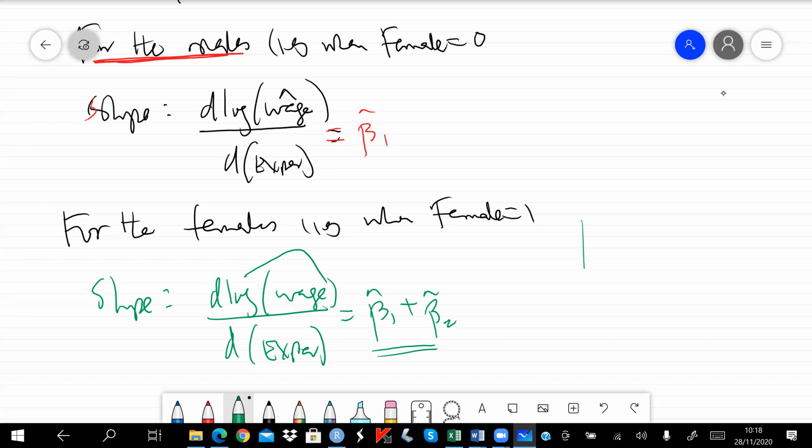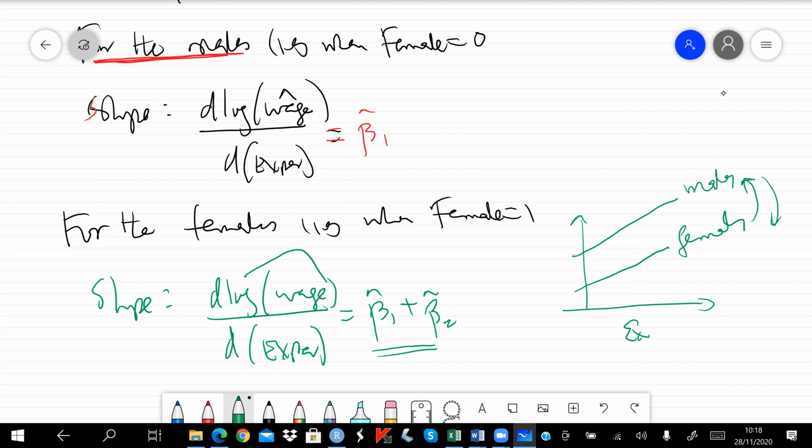So that means that if we were to sketch, you will get something like this. Maybe this is the one for the males and maybe another one for the females. Meaning that beta 2 might be negative in this case. If beta 2 is negative, you'll have it like that. But if beta 2 is positive, you will switch the positions like that. So here you have the experience, and then here you have the estimated wage. So that's the marginal effect of experience on wage for the two different genders. Okay, so that's how you can sketch that to show that the slopes are different.